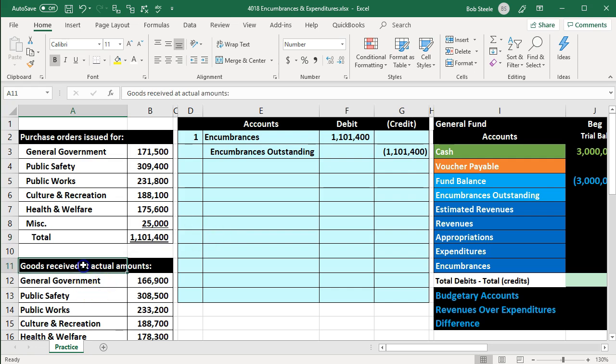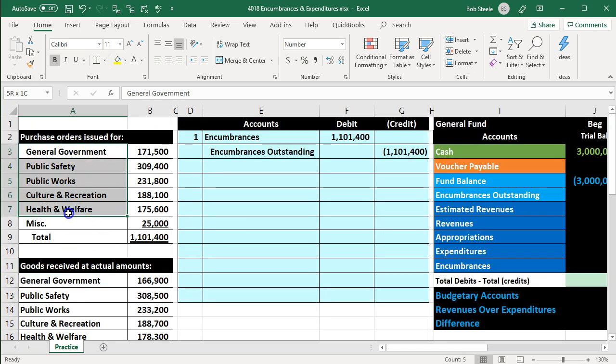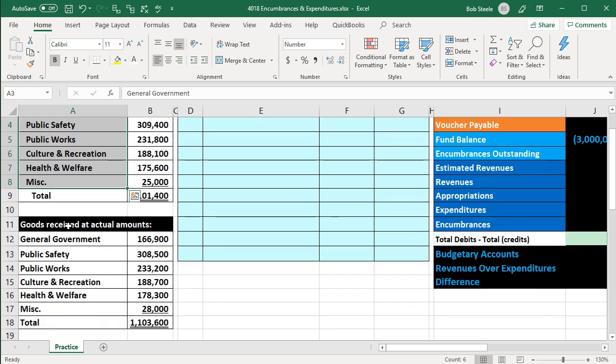We're going to say, all right, goods received at actual amounts. So we're going to say that all of these items, we have now received them, and the actual amounts are going to be whatever they are actually for. These could be some estimates up top. We might have the actual amounts being actually the same or something somewhat different.